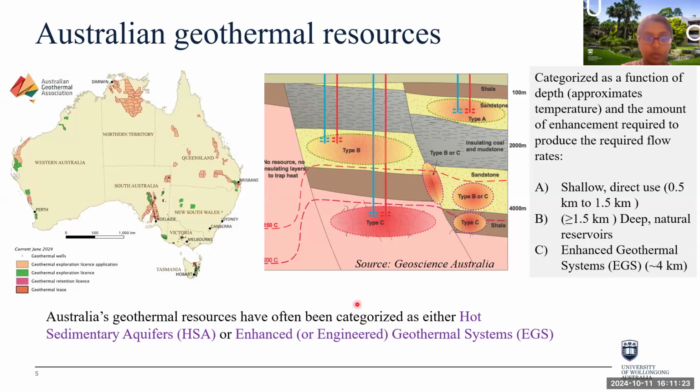Deep crystalline formations, also called hot dry rock reservoirs, require significant permeability enhancement by engineering means. That's why they are also called enhanced geothermal systems. And mainly the application would be electricity generation in this kind of formation. And this shows various current and planned locations for geothermal exploration in Australia at the moment.